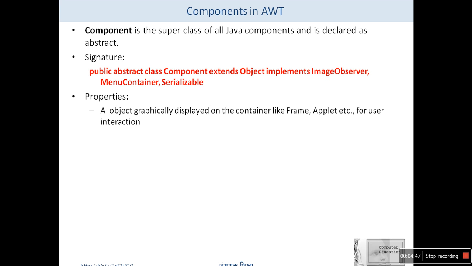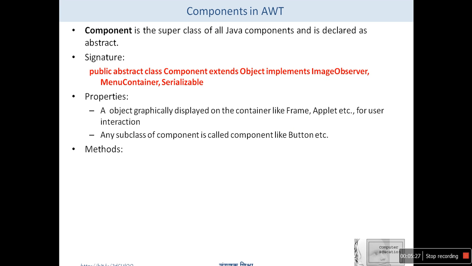The Component class has different properties, like the object is displayed on the container. As I told you earlier, think of a container as a plain paper on which components are added. So what is a component? Component is an object graphically displayed on the container. A container may be a frame, maybe an applet, for user interaction. Any subclass of the Component class is called a component. For example, Button is a subclass of the Component class, so we call this button a component.